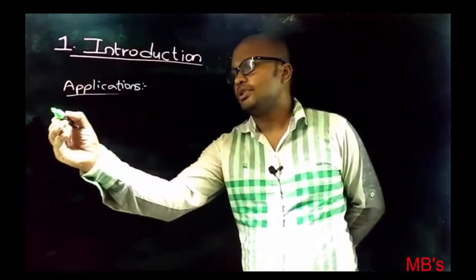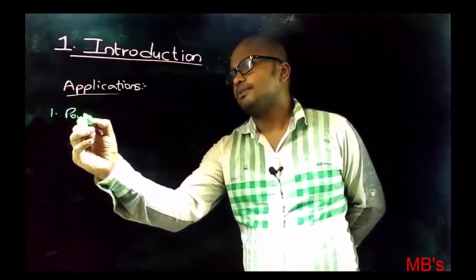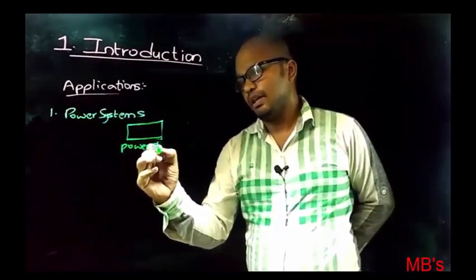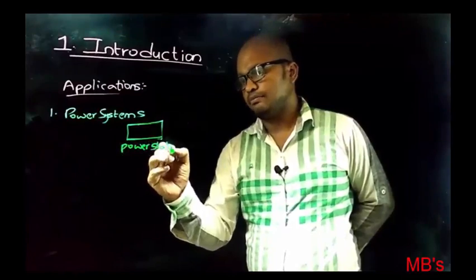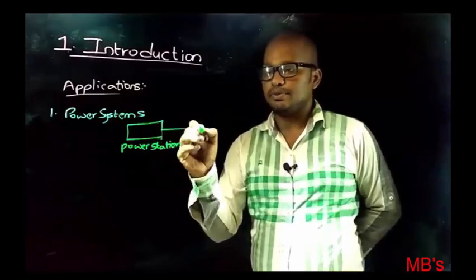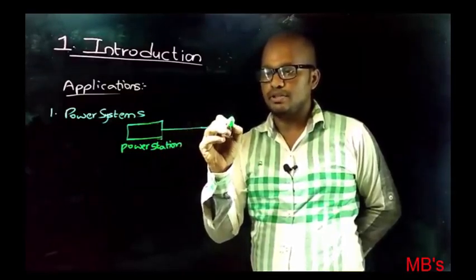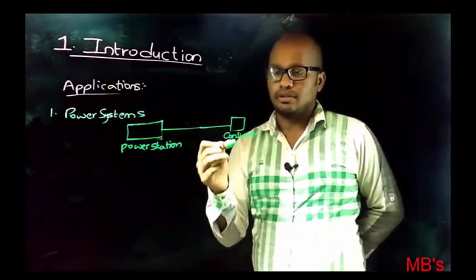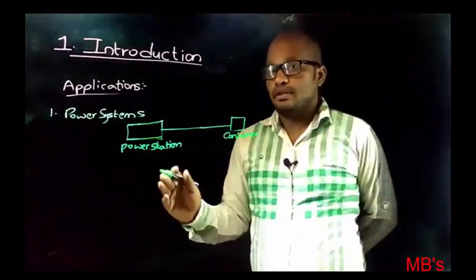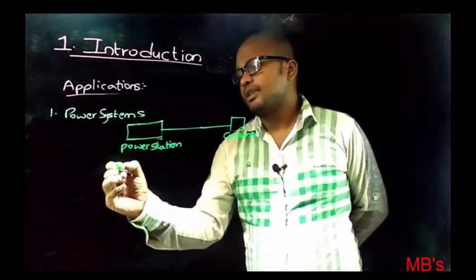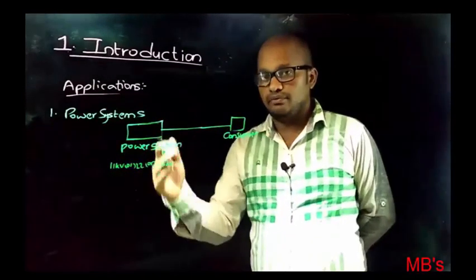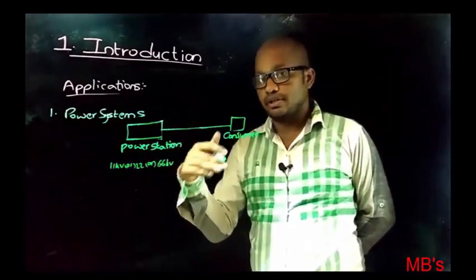The main important application of transformer is in power systems. Suppose this is the power station at which electrical power is being generated, and that generated electrical energy is being transmitted and distributed through transmission lines and distribution lines to the consumer terminals, and consumer terminals may be industrial loads or domestic loads or commercial loads, etc. The generated electrical energy is of levels 11 kV or 22 kV or 66 kV, but for transmission purpose the voltage levels are at hundreds of kilovolts.